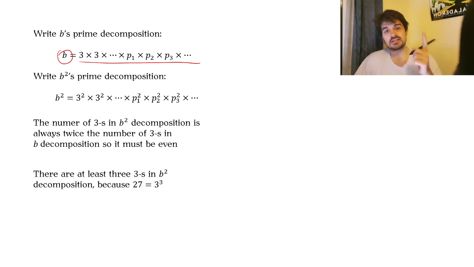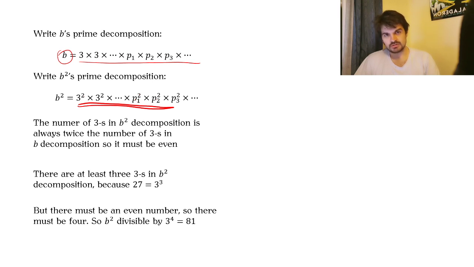So now we know that there are at least 3 3s in b squared because it is divisible by 3 to the third, which is 27. Divisible by 27 means we can divide it by 3, and then divide by 3 again, and then divide by 3 again, and we're always able to do this, right? So that means that in this decomposition there must be at least 3 3s, right? But the number of 3s in this decomposition is always an even number, right? So there cannot be exactly 3 3s. If there are 3 3s, there must be a 4th 3, right?